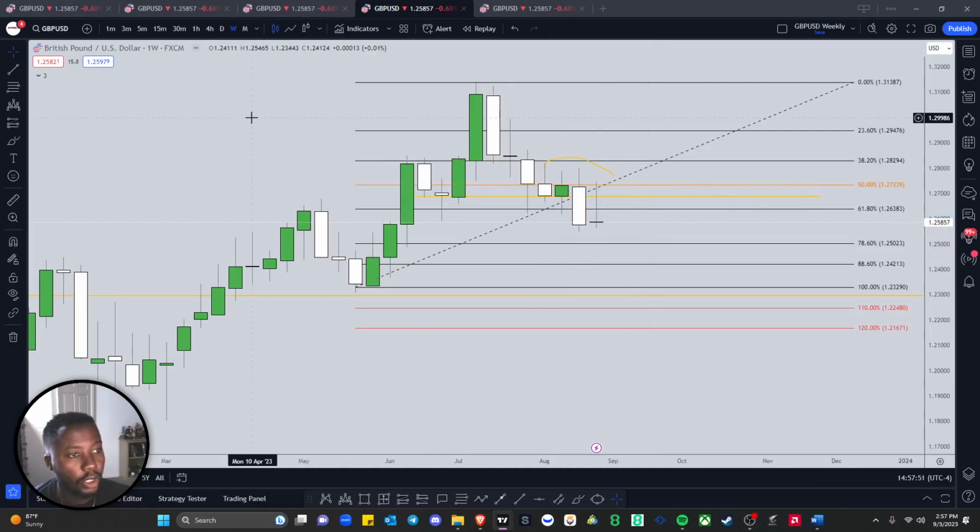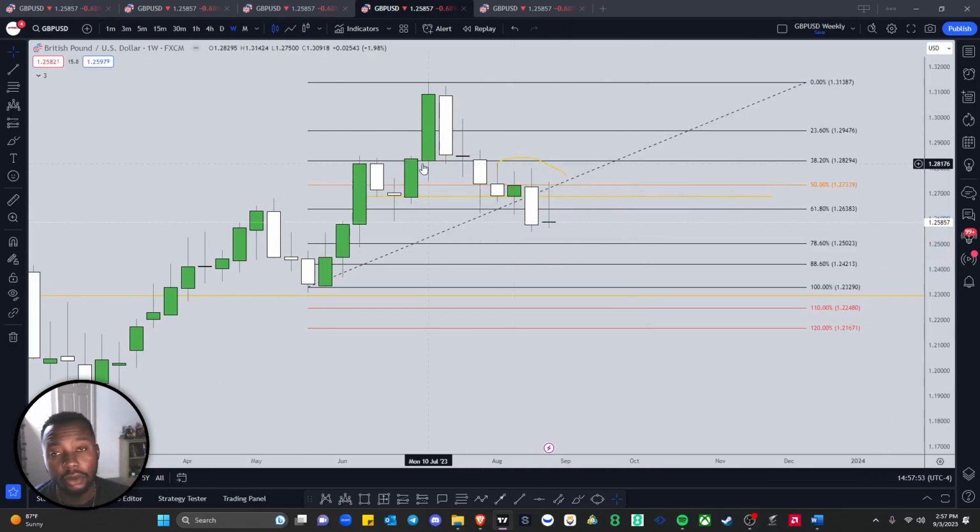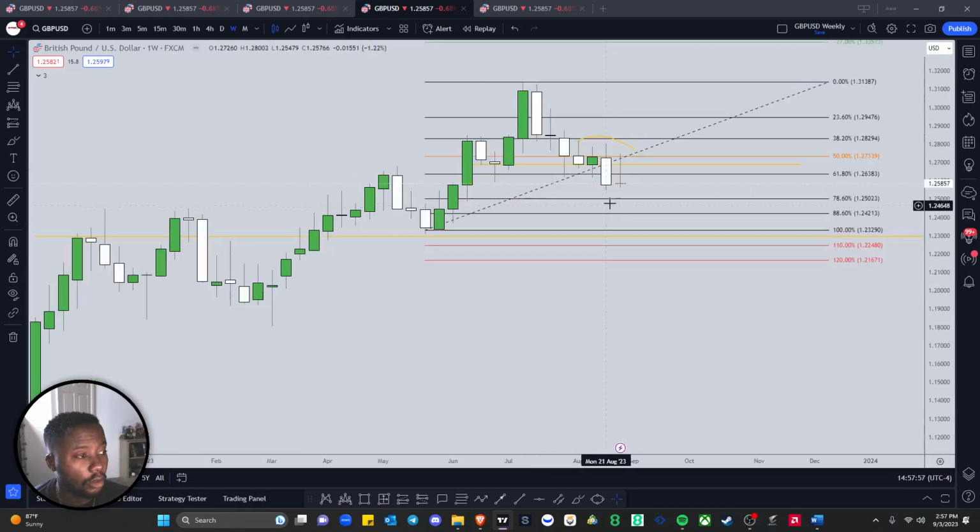So weekly is bearish right now. It also formed a head and shoulders pattern. So the next thing we're looking for is the continual move down, right? We're looking for a bearish move based off the weekly time frame.